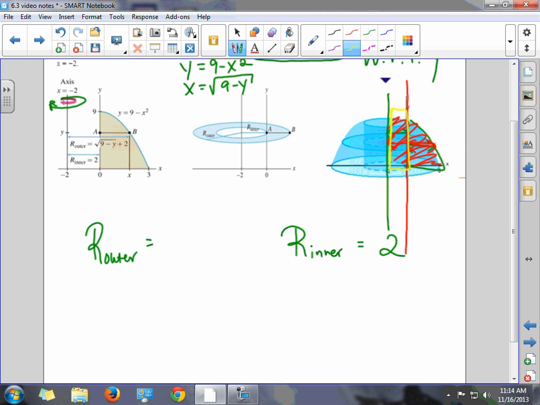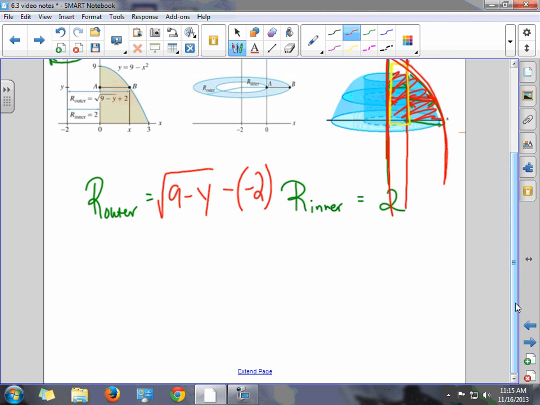I can think of it just as the area between two curves. So I'm going to go from there, that's my curve, all the way down to the line x equals negative 2. So I already know that this outer curve is represented by the square root of 9 minus y. So I'm going to take that and subtract from it negative 2, because I'm just looking for the area between those two curves. Here's my curve, the square root of 9 minus y. There's my curve, negative 2. So I've now written my two radii.